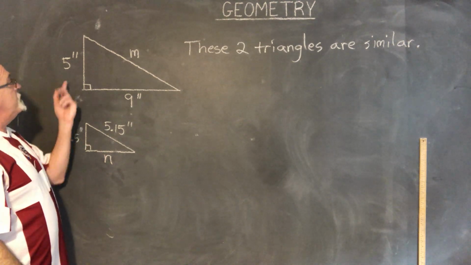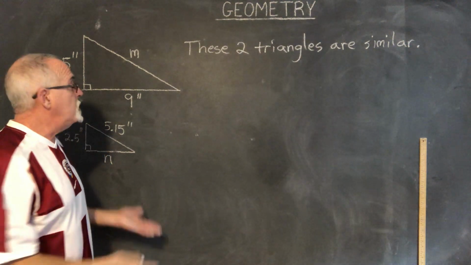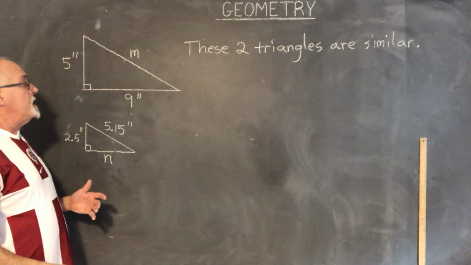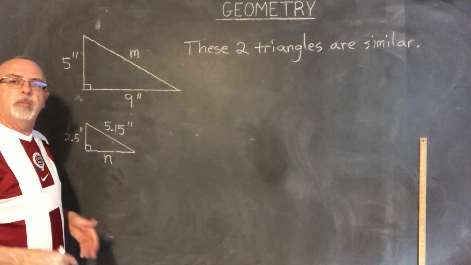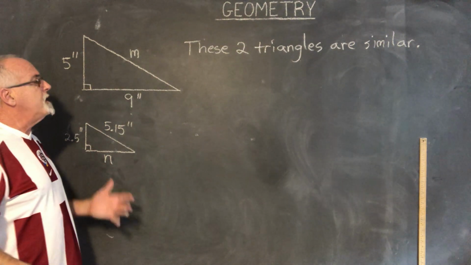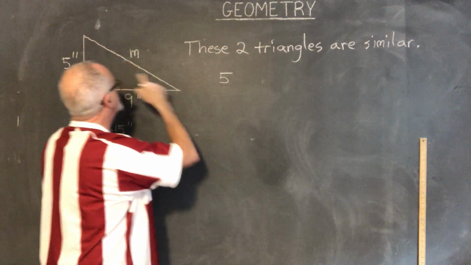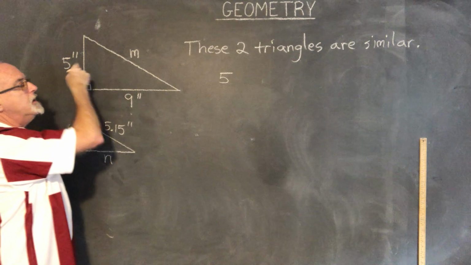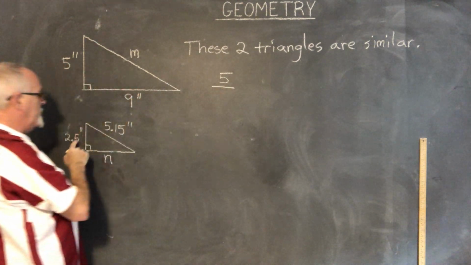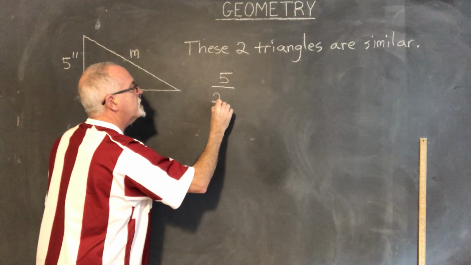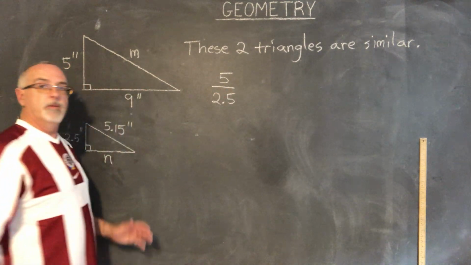So we have 2.5 inches and 5 inches. And once again, there's no new and original this time. So which one do I put on top? I can do it whichever way I want. So I think I'm going to put the 5 on the top. If I take the length of this shortest side of this triangle and put it with the length of this shortest side of the other triangle, I have 5 over 2.5.